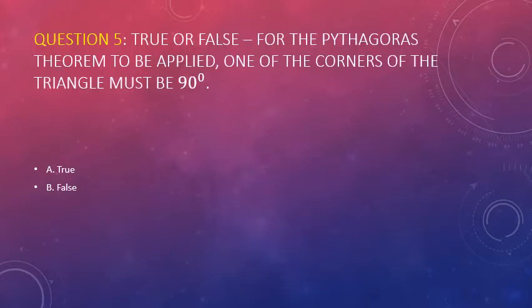Your final question, question 5, true or false? For the Pythagoras theorem to be applied, one of the corners of the triangle must be 90 degrees. Is it A, true, or B, false? Your time starts now.